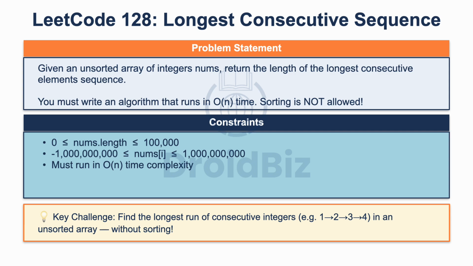Our algorithm must run in big O of n time. This means we cannot sort the array, because sorting takes big O of n log n time. The constraints also tell us that the array can have up to 100,000 elements. Each element can range from -1 billion to +1 billion. So the key challenge is, how do we find the longest consecutive sequence without sorting? Let us explore this step by step.